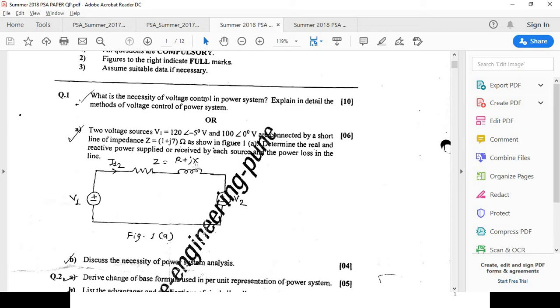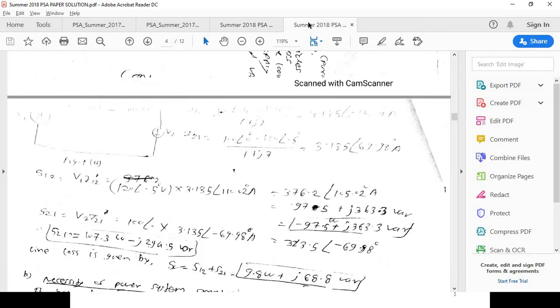loss in the line. So during the last video lecture also we had discussed how to calculate the complex power, and once you get the complex power it is nothing but a combination of active and reactive power from which you can calculate the active and reactive power. So we'll try to solve the numerical. Here two voltage sources V1 and V2 are given. So how will the current I12 be calculated? I12 is nothing but V1 minus V2 upon Z1. So it will be 3.135 at an angle of minus 10 degree ampere.